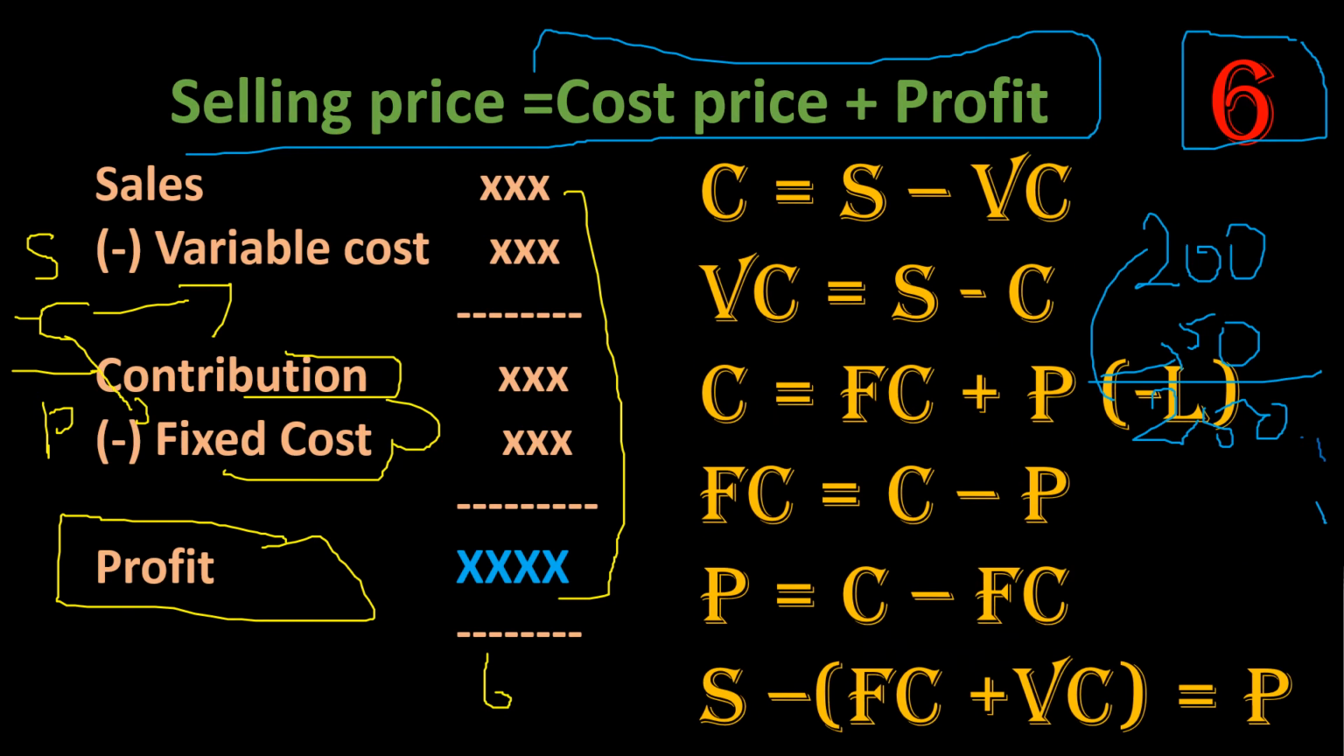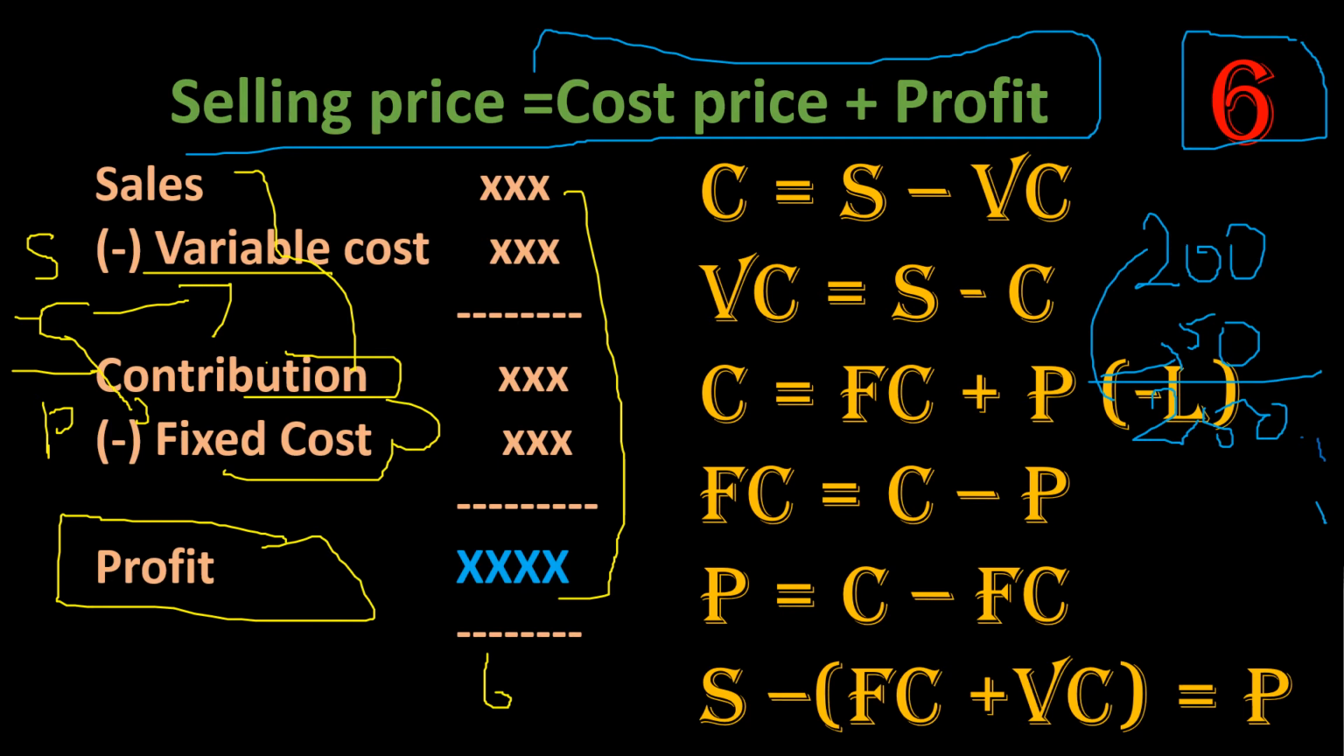So here is the list of formulas. Just look into the statement and then look into the formulas. First formula: contribution is equal to sales minus variable cost. Here contribution is equal to sales minus variable cost. Variable cost is equal to sales minus contribution. In order to find the variable cost, we deduct contribution from sales. Next, contribution is equal to fixed cost plus profit, or fixed cost minus loss.